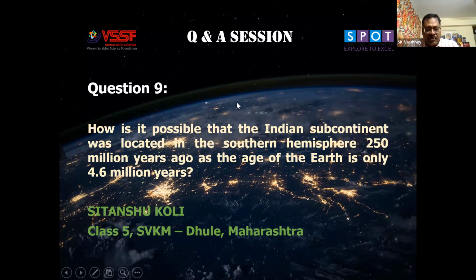Thank you for pointing it out. I think Earth's age is quite large. It is close to 5 billion years, not million, billion. So maybe there could be a pronunciation mistake, but Earth's age is nearly 5 billion years, and 250 million years is rather a small period.